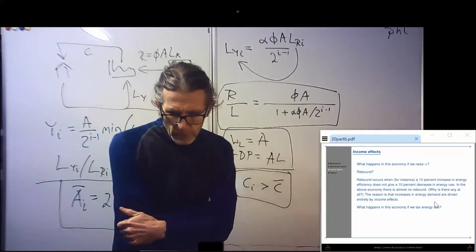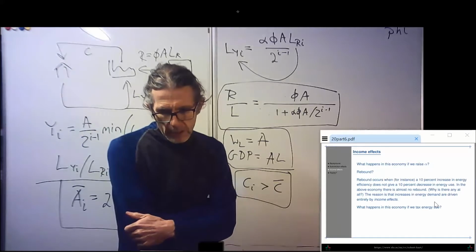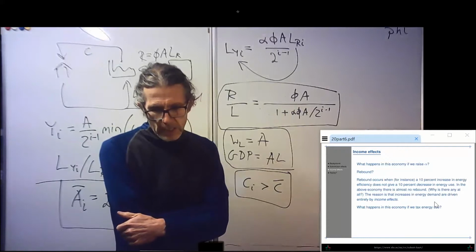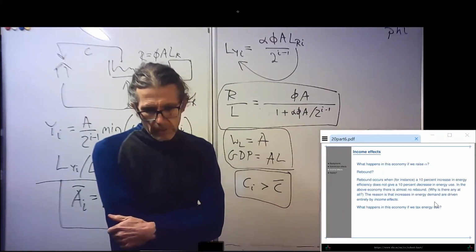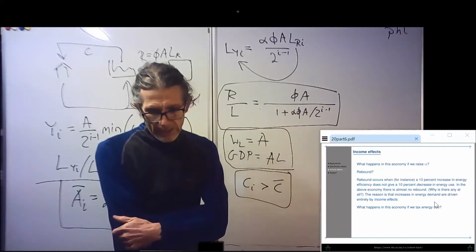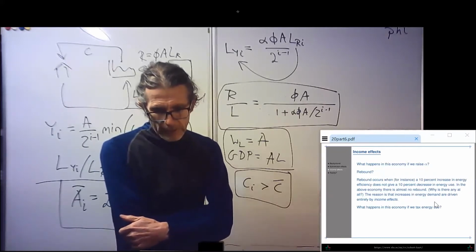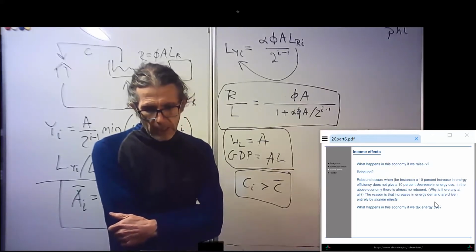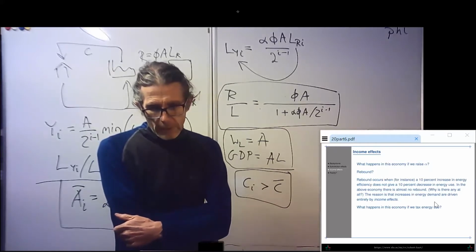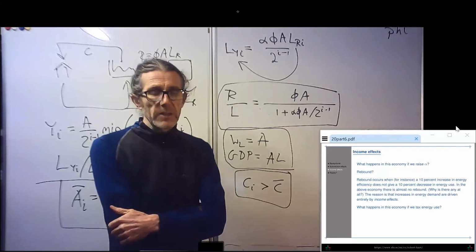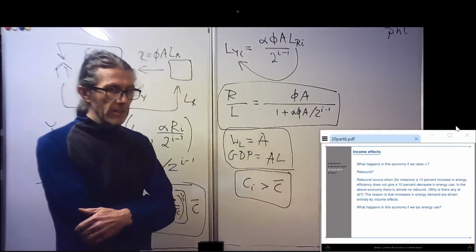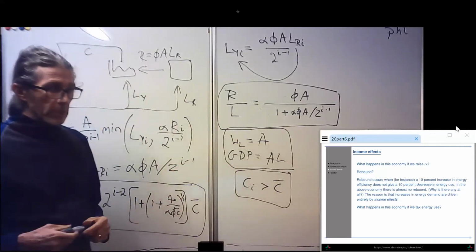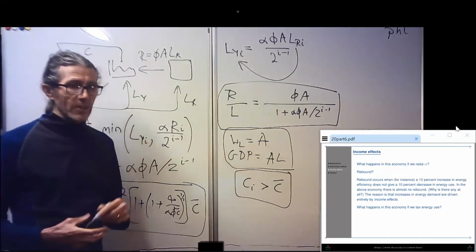I'll just read through this blurb and see if I want to say anything. Rebound occurs when, for instance, a 10% increase in energy efficiency does not give a 10% decrease in energy use. Okay, you've got the answer here. That's a shame. In the above economy, there's almost no rebound. The reason is that increases in energy demand are driven entirely by income effects. What happens in this economy if we tax energy use? Okay, so the whole discussion of that slide, I'm going to leave to the Zoom session. So there's plenty to think about there.